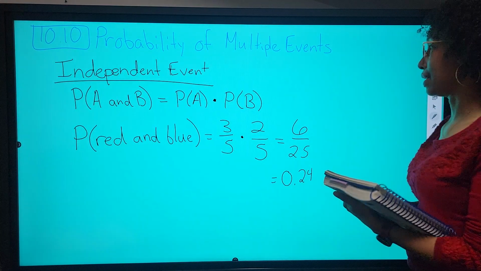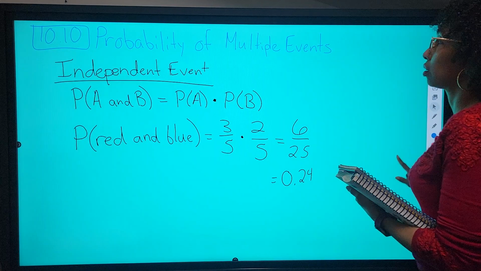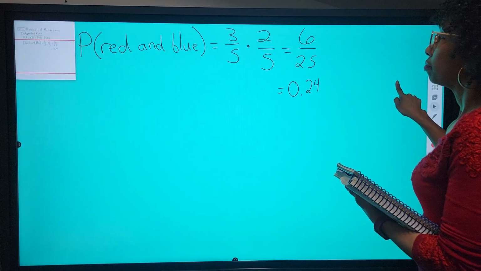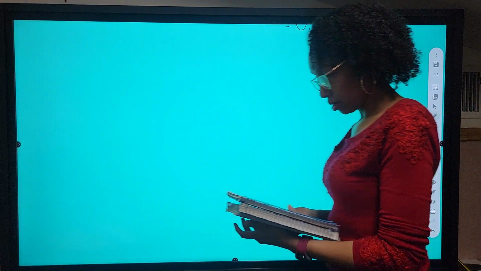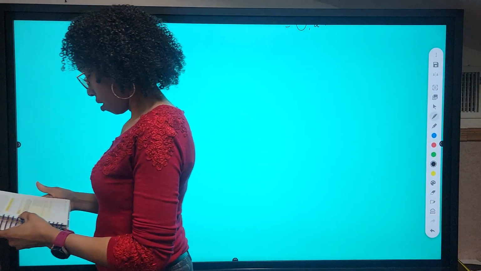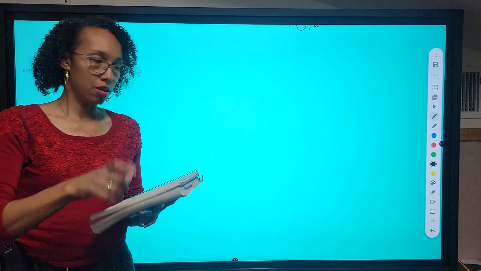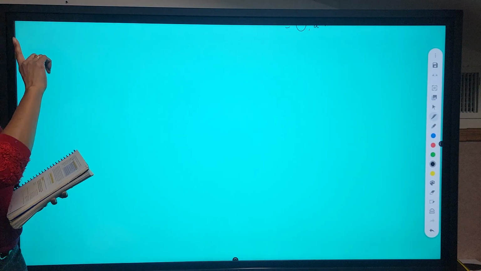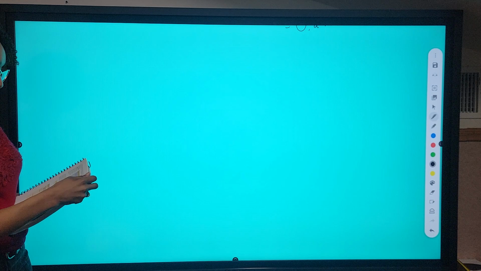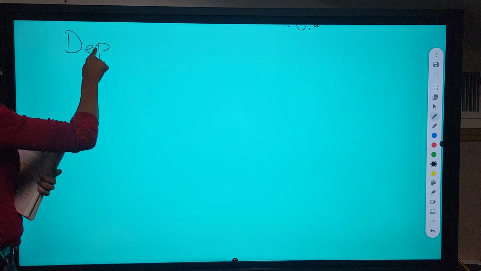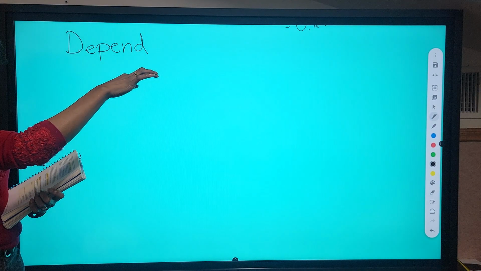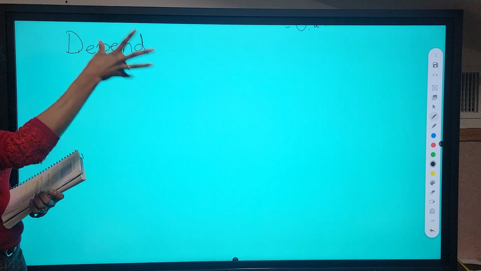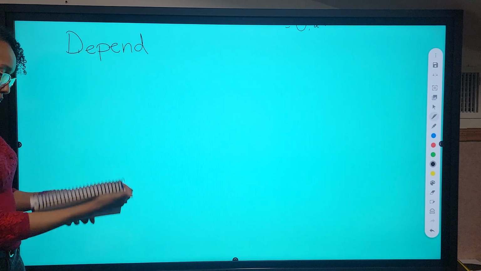Let's look at dependent. So dependent events are where the first event affects the second event. That's a dependent event. And our dependent event, your book has it as probability of two events without replacement.